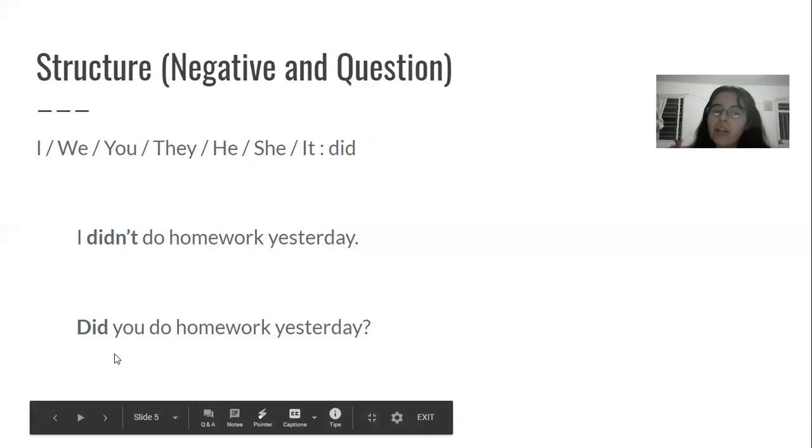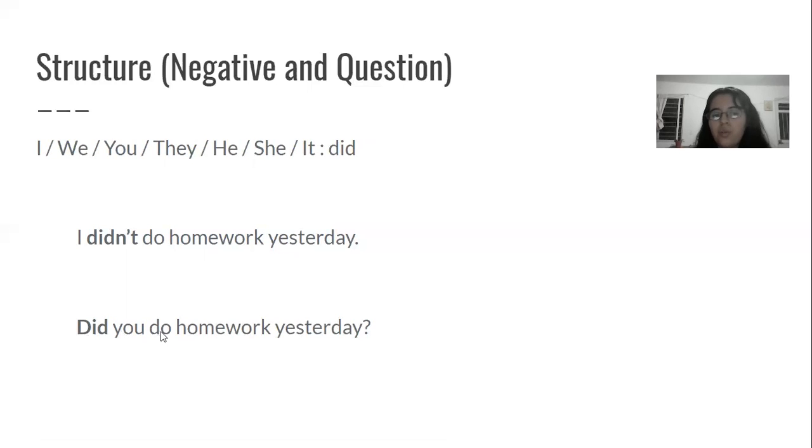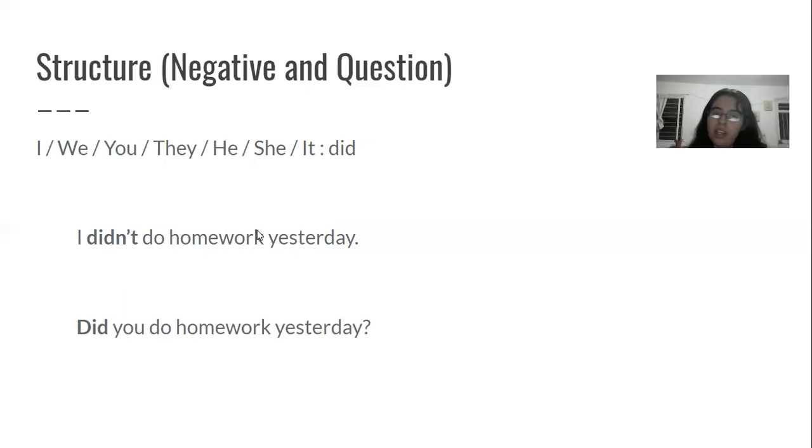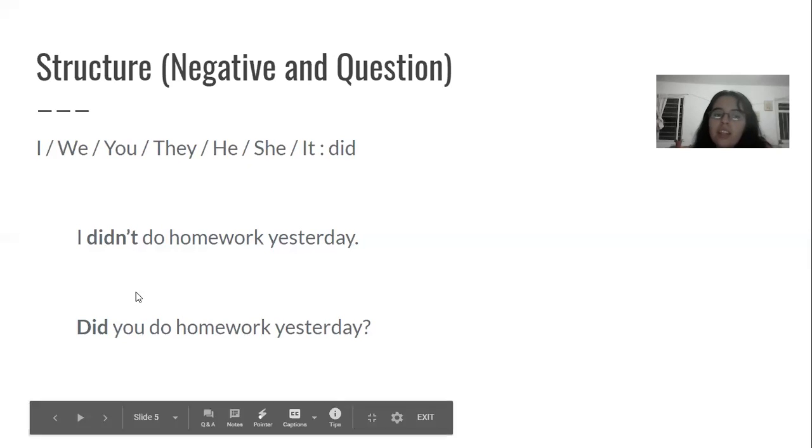And when we have a question, we start with the auxiliary. So we start with did, then the subject, then the verb, then the complement here. Did you do homework yesterday? Here in the negative, as you can see, it's almost the same as the affirmative, but we add the did and the not. And then in the question, we just put the did at the beginning.